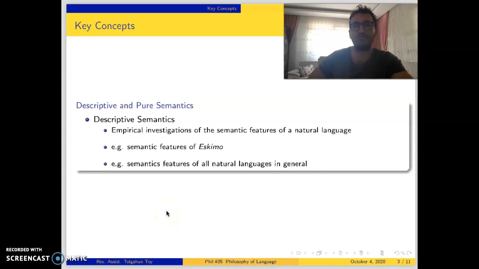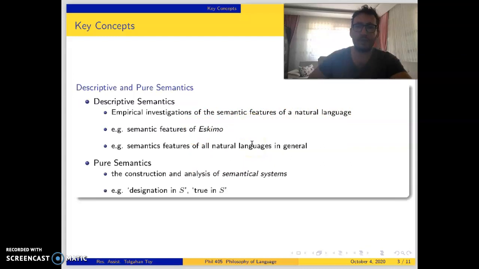There is also the descriptive semantics and pure semantics distinction. Descriptive semantics is the more empirical one. It is an empirical investigation of the semantic features of a natural language like Eskimo, Turkish or English. Pure semantics is about the construction and analysis of semantical systems rather than an empirical investigation. So in pure semantics, we are interested in concepts like designation in a certain semantical system S, or what true in a semantical system S means. So pure semantics is more philosophical than descriptive semantics. Descriptive semantics is more scientific linguistic work, and pure semantics is a philosophical one.